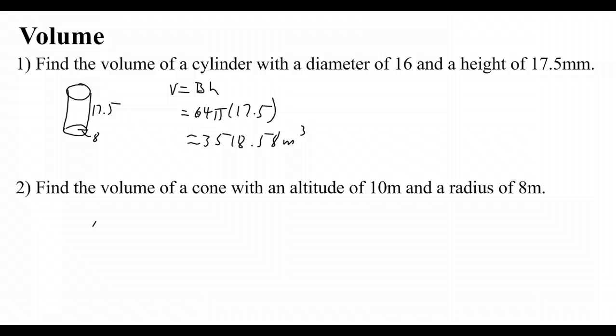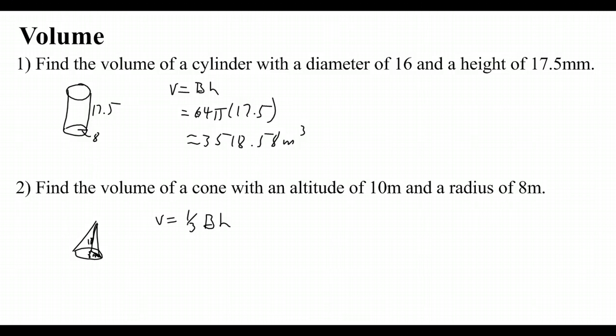Find the volume of a cone with an altitude of 10 and a radius of 8. So for our cone, we need a third of the volume of a corresponding cylinder of the same height. So in this one, my height, remember my altitude comes down to the center of the cone, and so that is 10 meters there. It says we have a radius of 8 meters.